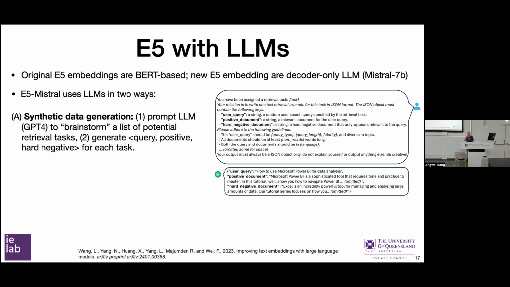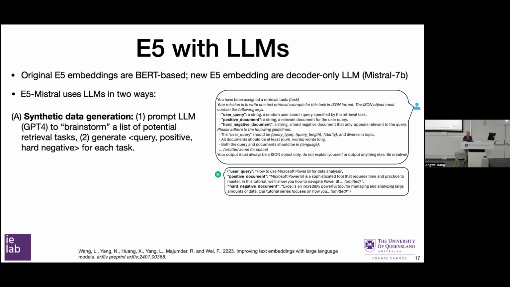Okay, so that was Gecko. In Gecko, the LLM wasn't the backbone. It was used for data augmentation to create synthetic data. Let's move to a different model, E5. There is an original version of E5 that is BERT-based, but then there is a newer version of E5 where they replaced the BERT backbone with Mistral. So that's a GPT style, decoder-only backbone.